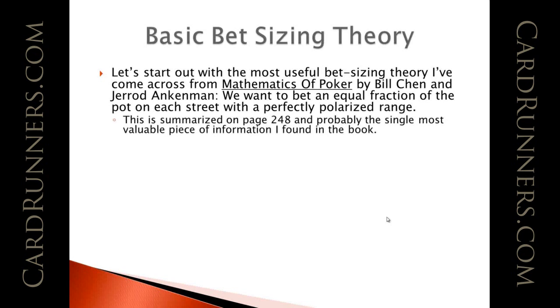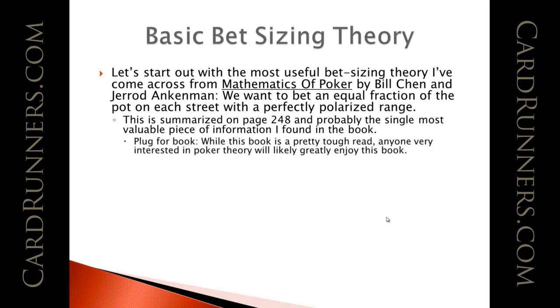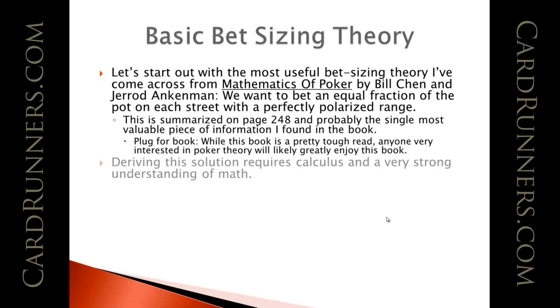This is summarized on page 248 of the book, and probably the single most valuable piece of information I found in the book. And then a quick plug for the book. While this book is a pretty tough read, anyone very interested in poker theory will likely greatly enjoy it. In my opinion, it's probably the most advanced poker book ever written by a very wide margin, and it's not something that you can just read and immediately apply without thinking, but it is, in my opinion, also the most impressive poker book ever written, at least of all the poker books I've read. Deriving this solution requires calculus and a very strong understanding of math.